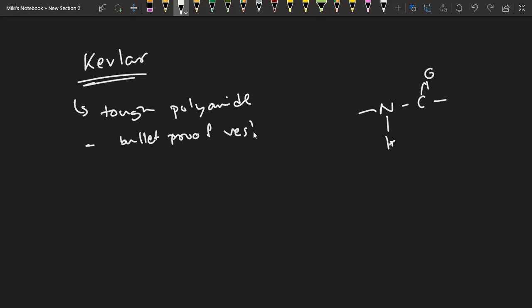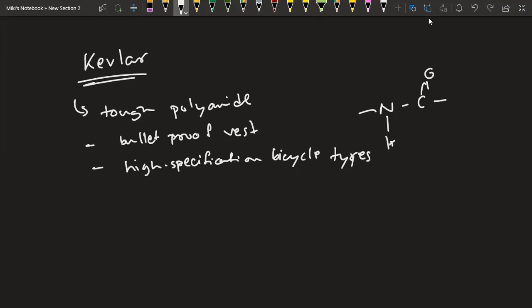bulletproof vest, and another use is it is used in high specification bicycle tire. Okay, that means bicycle tires which are very strengthened, let's say mountain bikes or race bikes. Those sort of high tensile bikes are used. High specification bicycle tire. Okay.